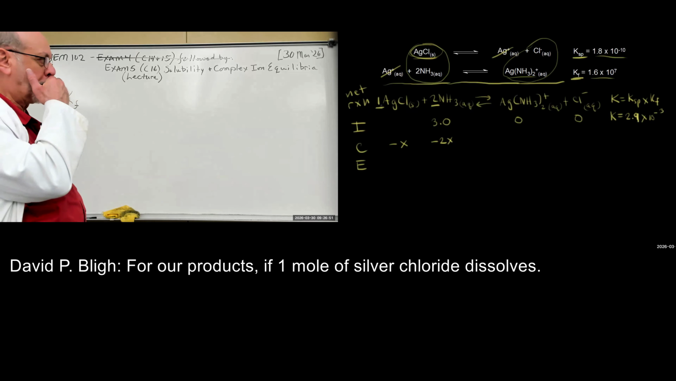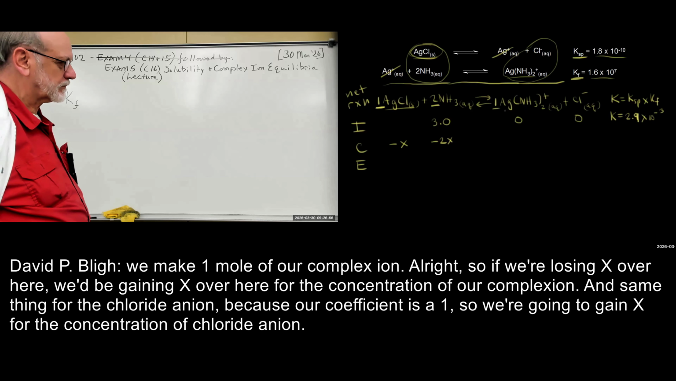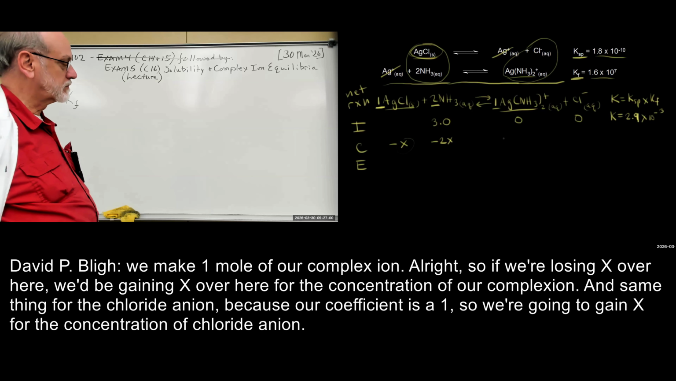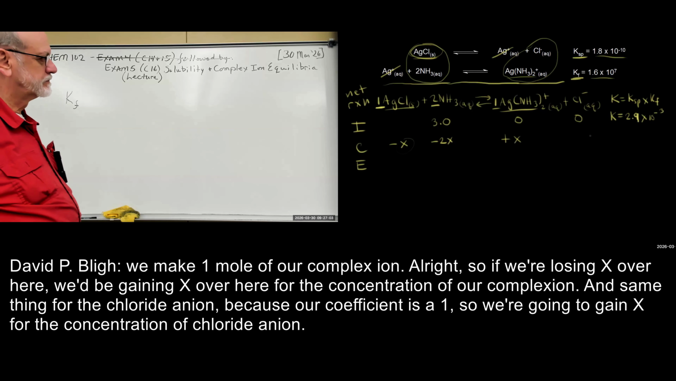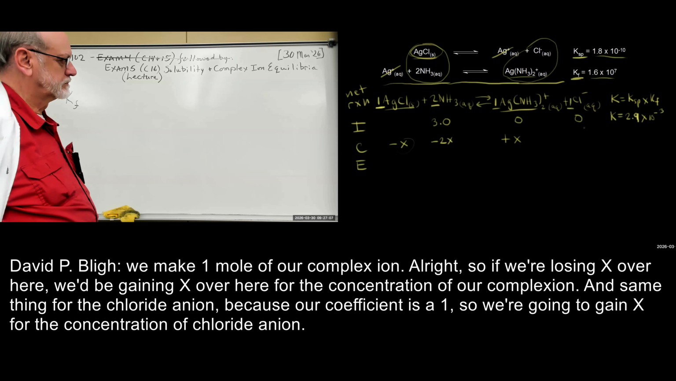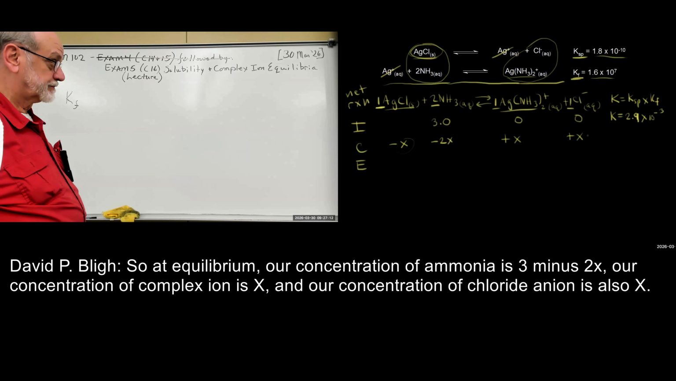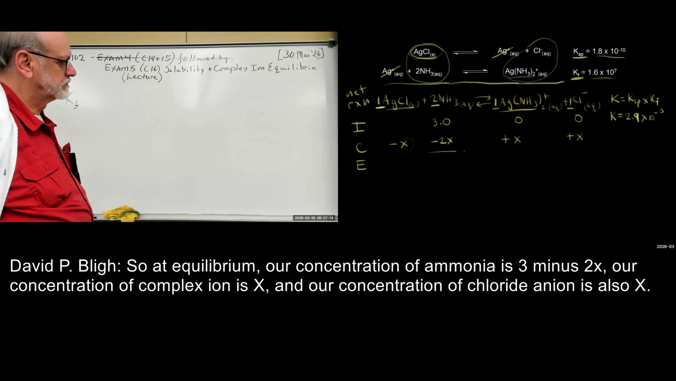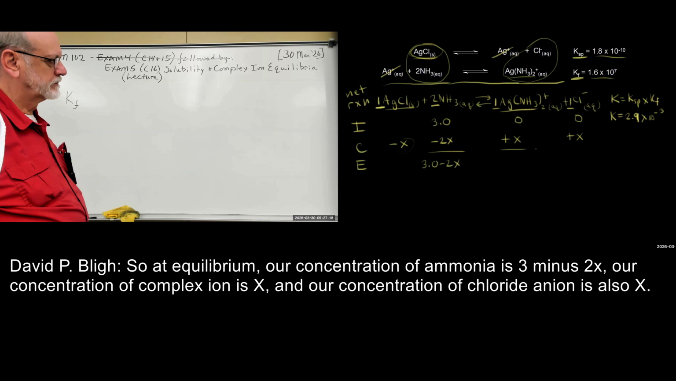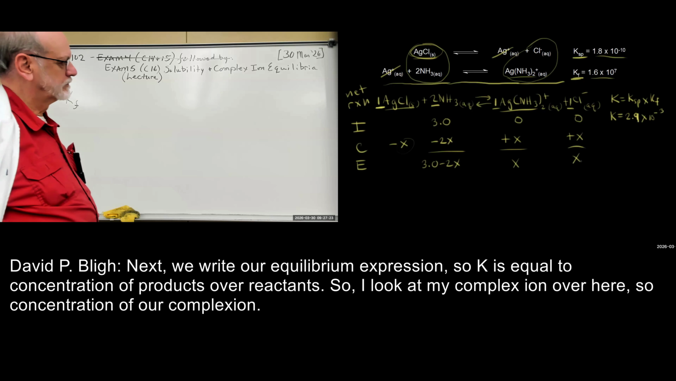For our products, if 1 mole of silver chloride dissolves, we make 1 mole of our complex ion. Right? So if we're losing X over here, we'd be gaining X over here for the concentration of our complex ion. And same thing for the chloride anion, because our coefficient is a 1. So we're going to gain X for the concentration of chloride anion. So at equilibrium, our concentration of ammonia is 3 minus 2x, our concentration of complex ion is X, and our concentration of chloride anion is also X.